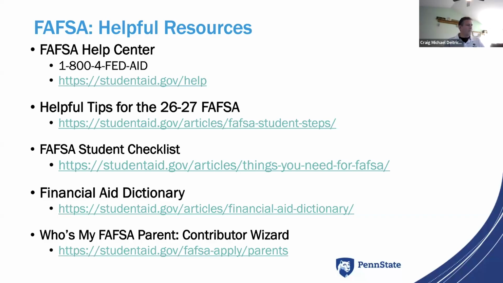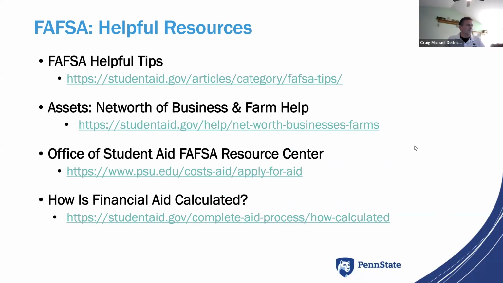There are lots of other sites there for you with some good information. That parent contributor wizard is very helpful and walks you through deciding who your contributors are going to be and who would need to have the FSA ID. Here are some additional helpful tips. There's information on the business and farm that I mentioned earlier. There's the resource center that we have on our website, psu.edu. And then there is some information about how the financial aid is calculated. They talk a little bit about how the process works and how they calculate your Student Aid Index, or SAI, which dictates what aid you might be eligible for. So again, lots of good resources out there.